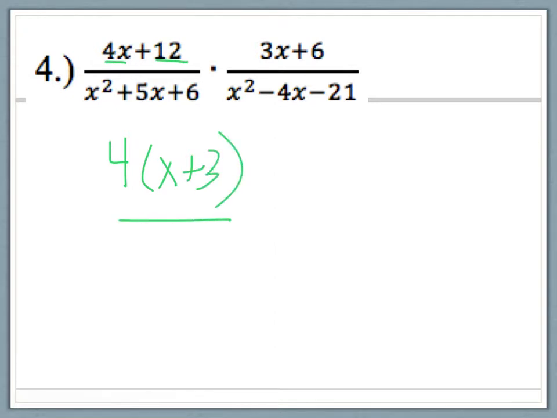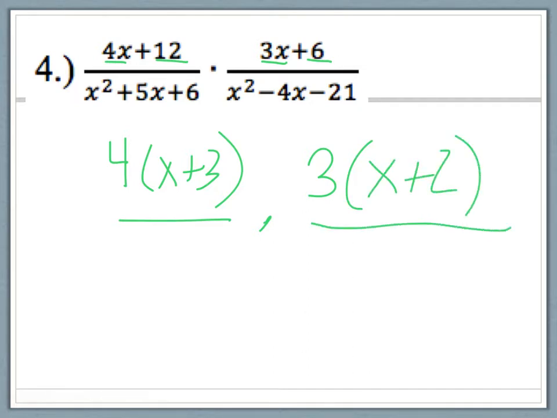All right, let's go ahead and do this. I notice over on the other side I have 3x and 6, so I'm going to take a 3 out, and I'm left with x plus 2. And then on the bottom, I'm going to need to factor those bottoms. So what things multiply to 6 but add up to 5? Well, 2 and 3 are going to work for me. So I'm going to have x plus 2 and x plus 3.